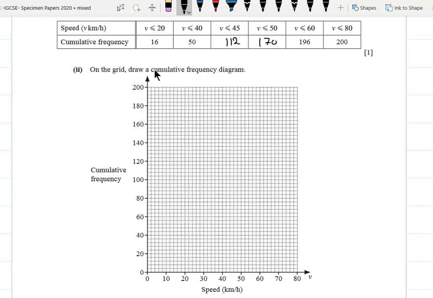B II, on the grid, draw a cumulative frequency diagram. In this question, we should plot all these 6 points clearly on the diagram. The first point will be 20 on the horizontal. The horizontal represents the speed, and the vertical represents the cumulative frequency. And the first point will be 20 corresponding to 16.